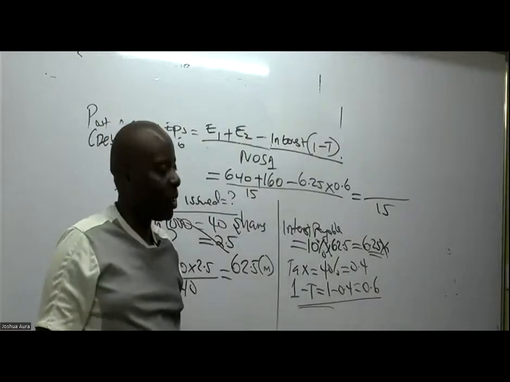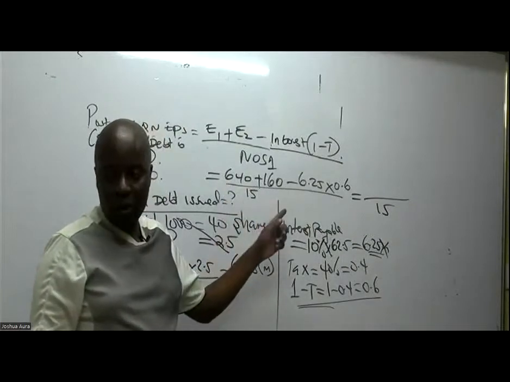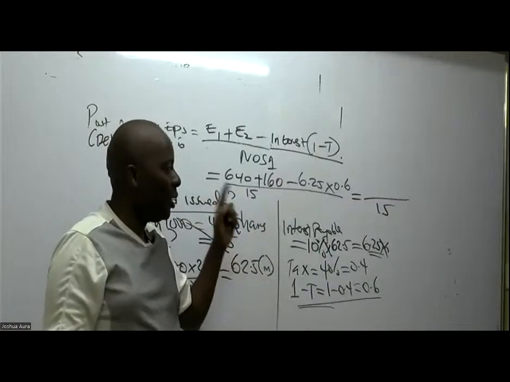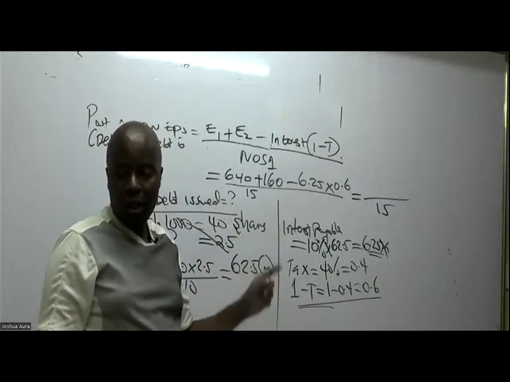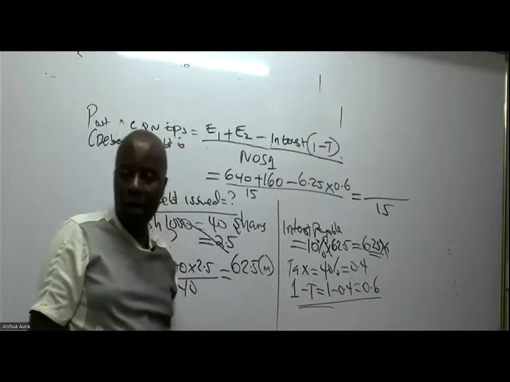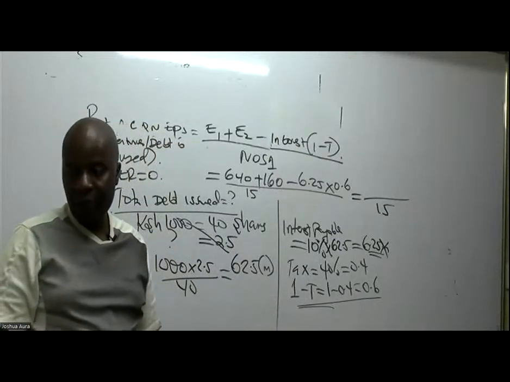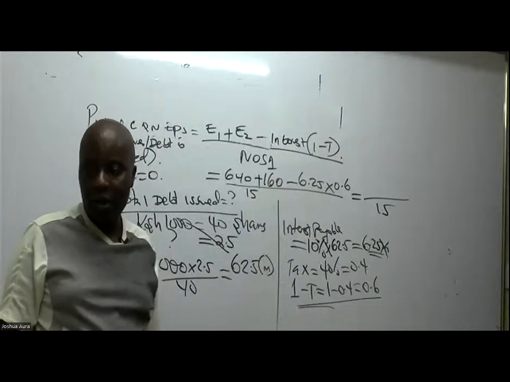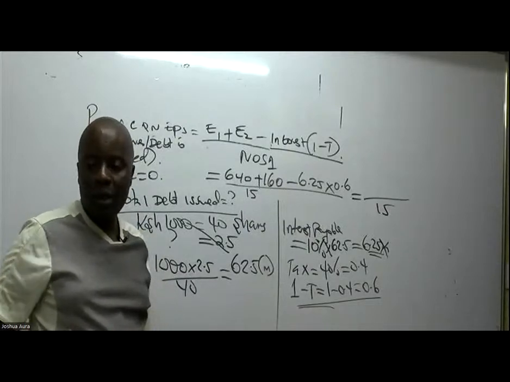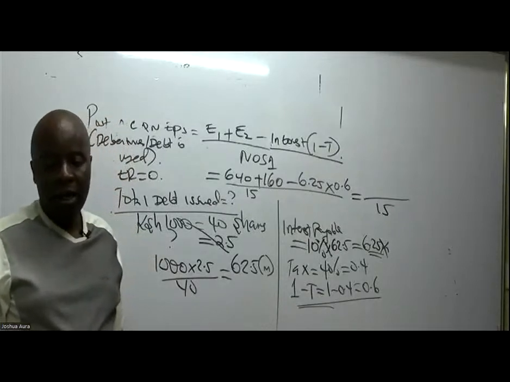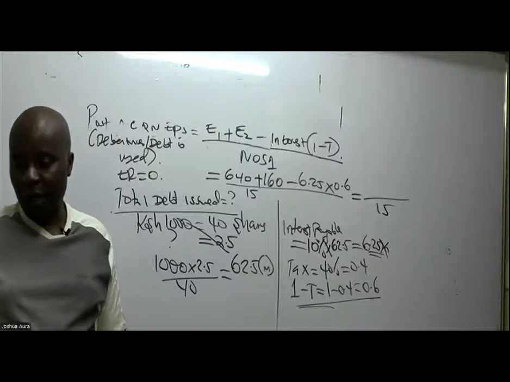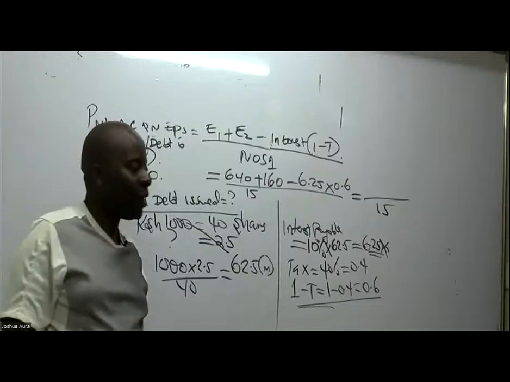How about the denominator? So we have 640 plus 160 minus 6.25 times 0.6 equals. Please give me this figure, the numerator. Please give me the numerator alone. 807, according to Mosioka, it's 807.